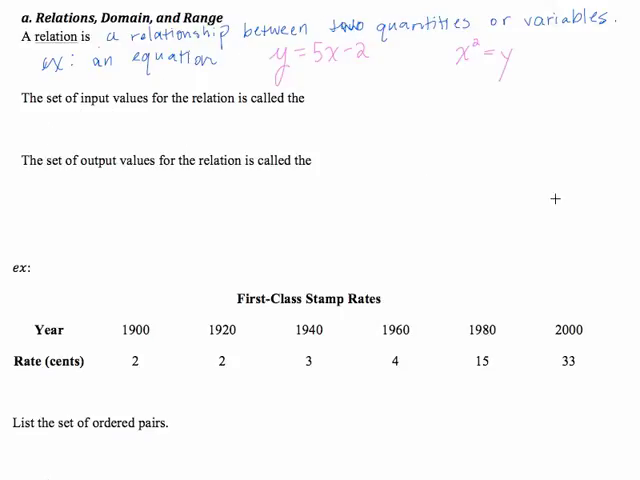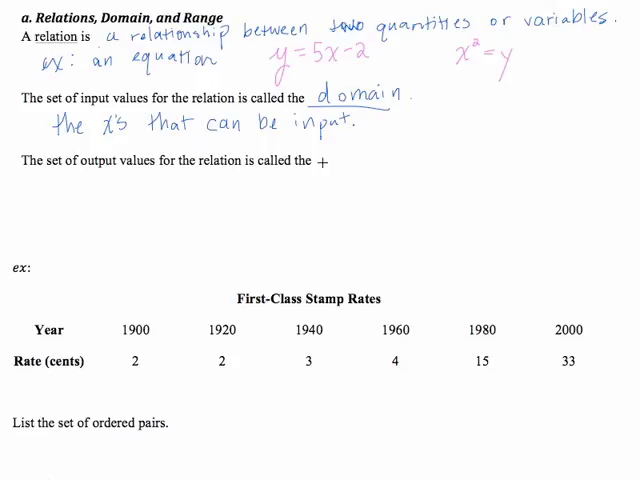The set of input values is called the domain. The domain is, in other words, the set of all x's usually. The x's that can be input. That's not a formal way to say it, but it's the x's that you can plug in. If for some reason there's an x that you cannot plug in, it would not be in your domain, and we'll see that soon.